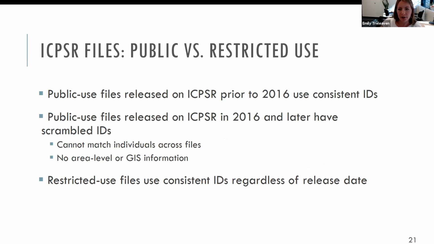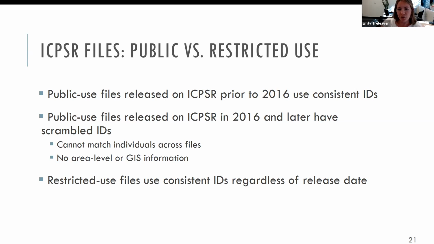Our public use files that were released on ICPSR prior to 2016 use consistent IDs, meaning that the same individual or household will have the same unique ID across all of these files. Public use files released on ICPSR in 2016 and later have scrambled IDs, meaning that the same individual will have different IDs across each of these files, so they cannot be merged or matched across files.